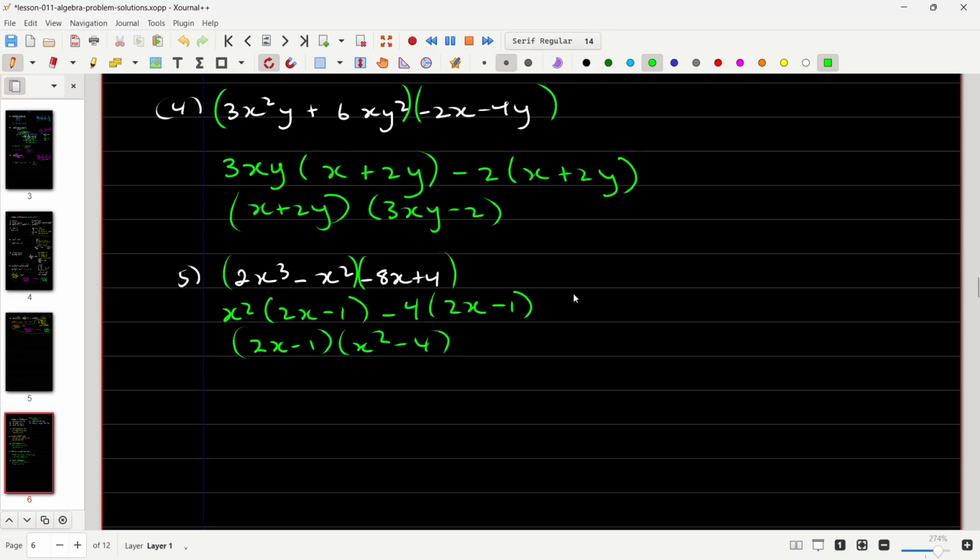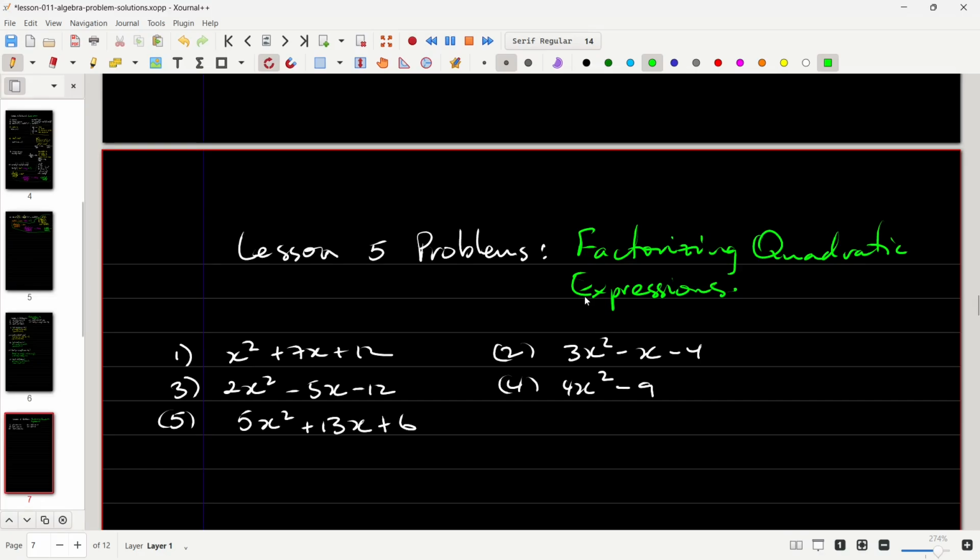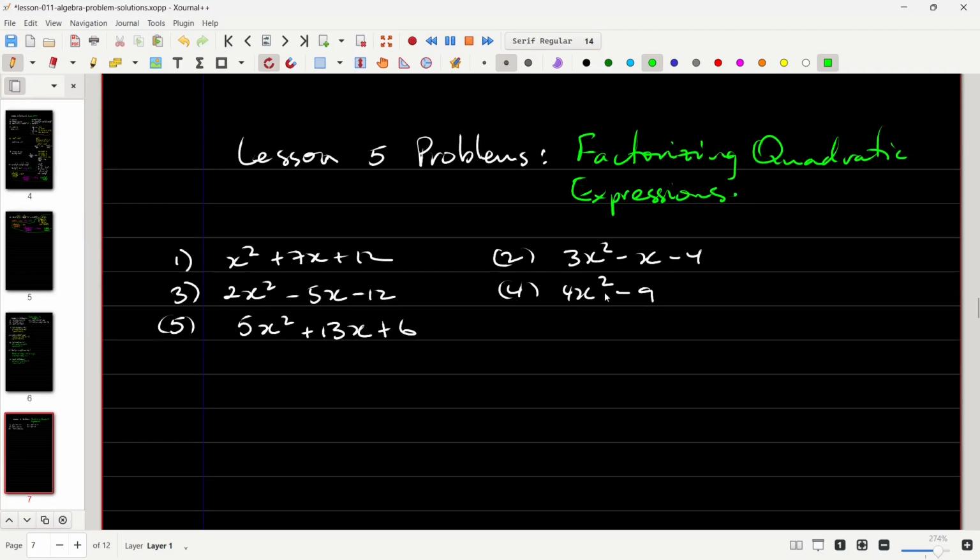Let's see, what next? So that's number 5, and then we're going on to this one here, factorizing quadratic expressions. And this will be the last set of problems that we work on today. We'll do some more tomorrow. All right, so let's see.